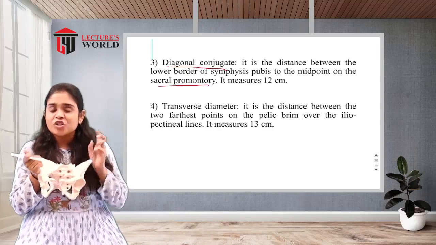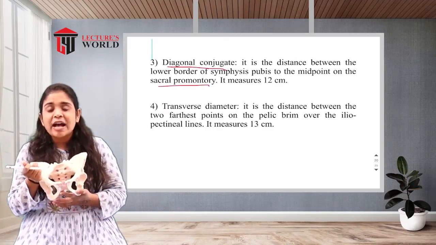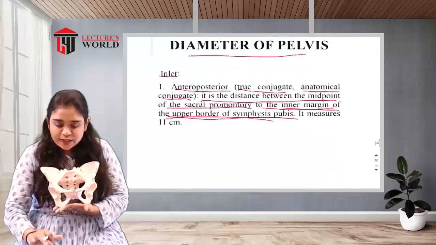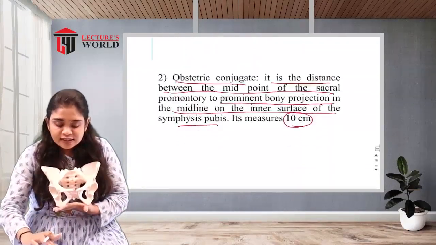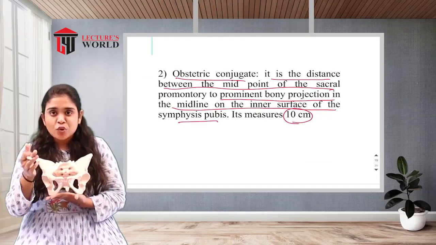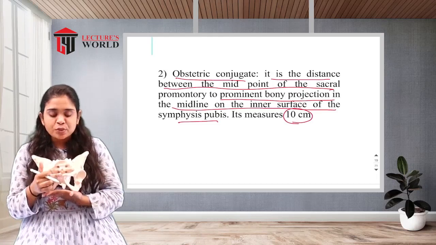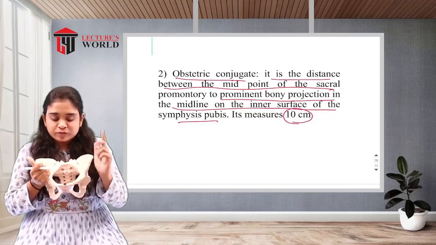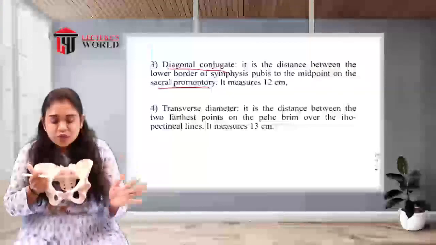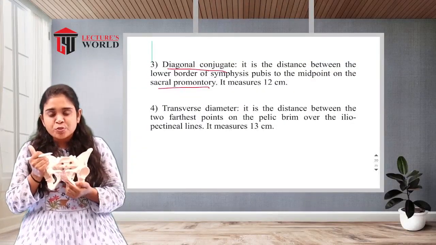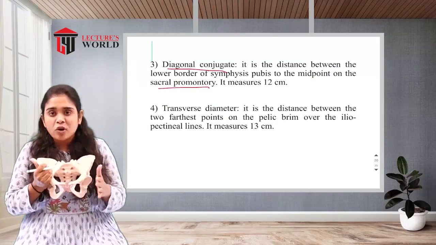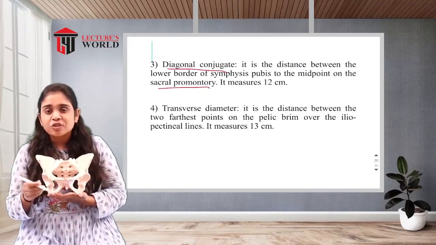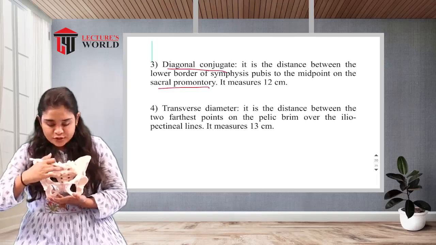So here we have talked about the 3 conjugates in the anterior posterior diameter of the inlet. First is the anatomical, otherwise the true conjugate, right? So that was about 11 centimeter. In that we have to take the upper border of the symphysis pubis. In the obstetric conjugate, we have to take the same midpoint, but we have to take the inner surface and the midpoint. So that's why it is 10 centimeter. Then after, the diagonal, where we have to take the lower border of the symphysis pubis. So here we can say we have taken all the portions of the symphysis pubis, right? Okay, so that was about the AP diameter. Every diameter was straight only. Okay, straightly it was starting.